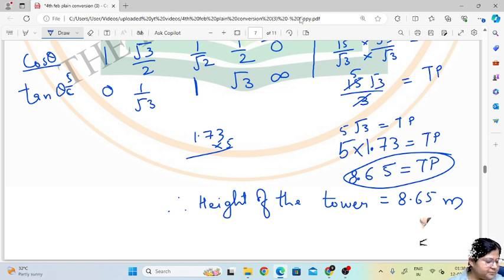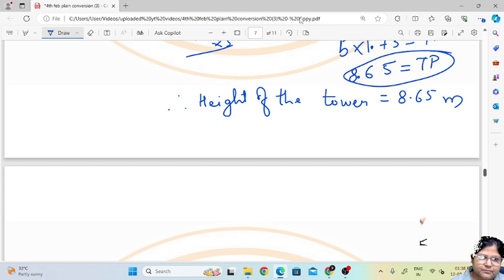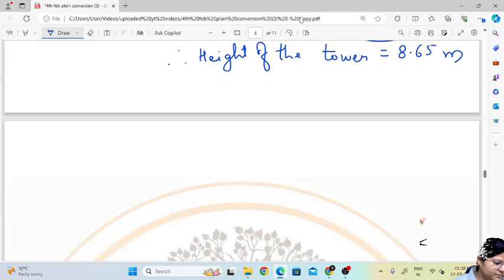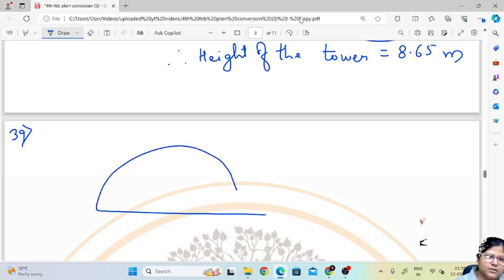Okay. Now coming to the 39th question. A semicircle is drawn with the segment PR.